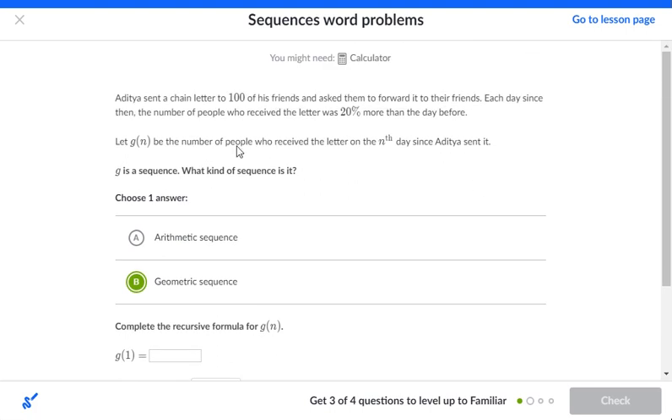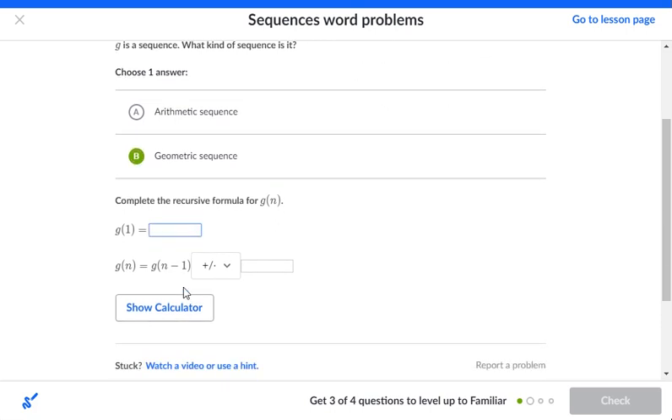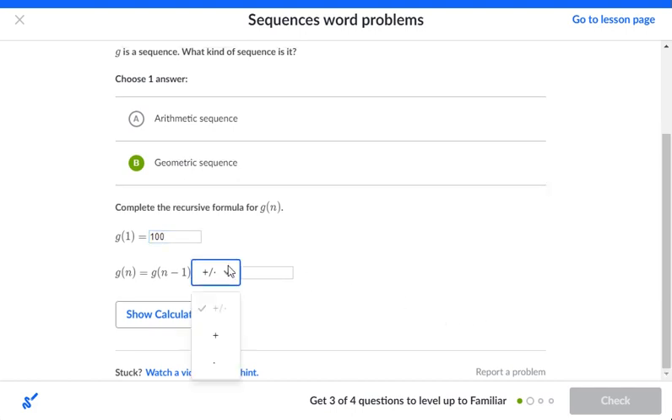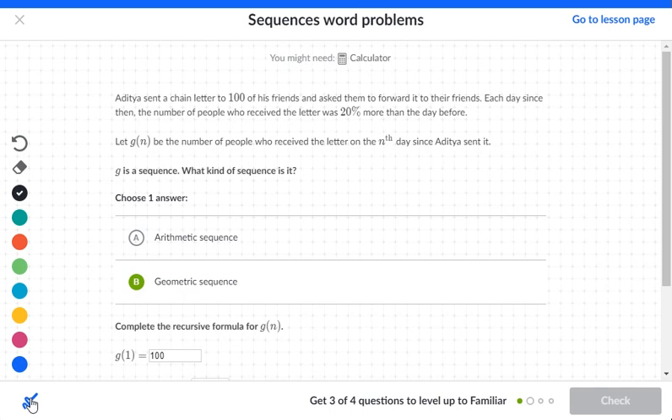Now on this chain letter, he sent a chain letter to 100 of his friends. So that's what g of 1 is. Whatever you start with, that is what your first term is. So in this case here, it's 100. Now, this is multiplication. Now we're going to have 20%. So let's talk about this now. So we're going to have 20%.